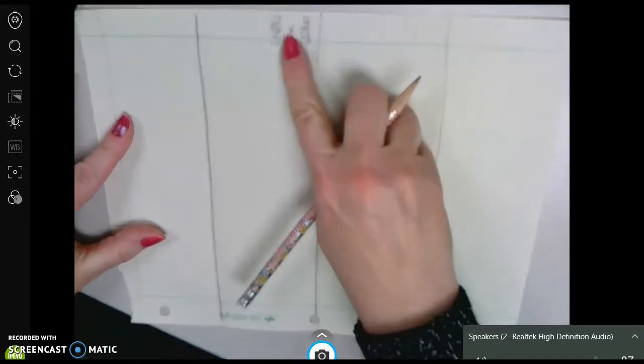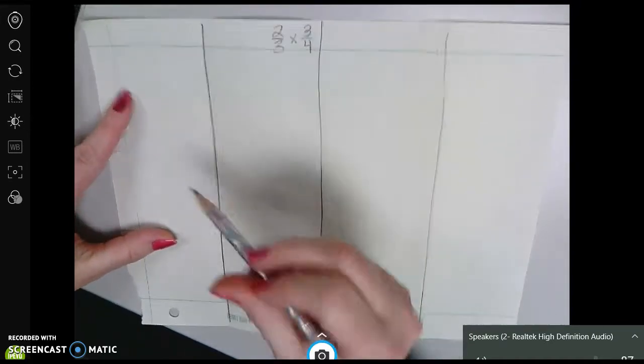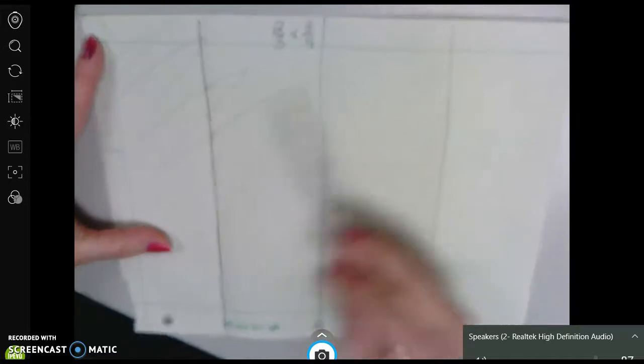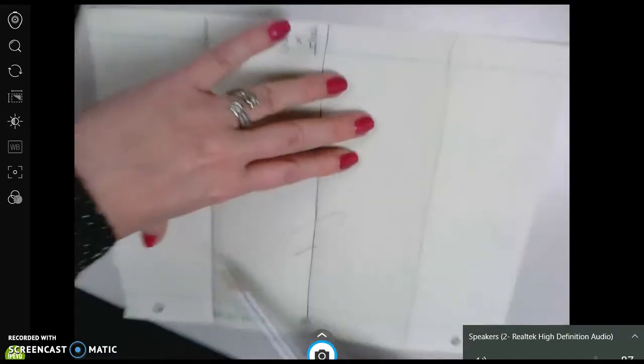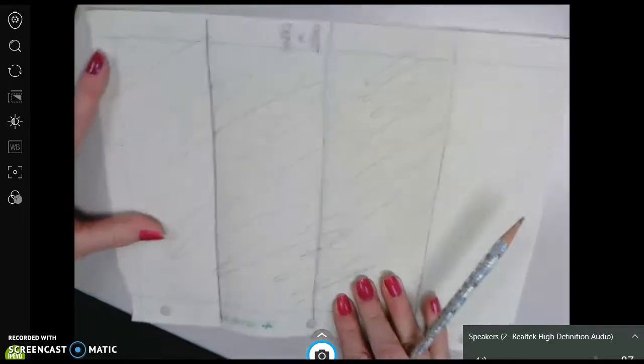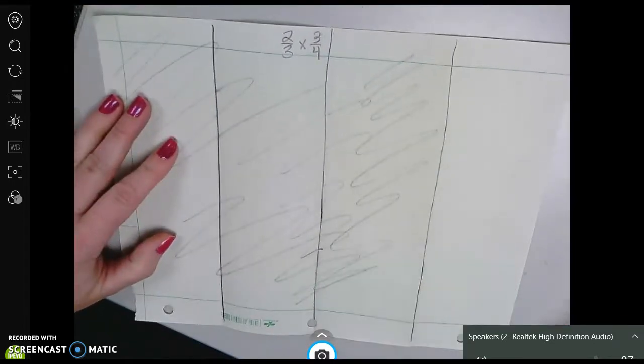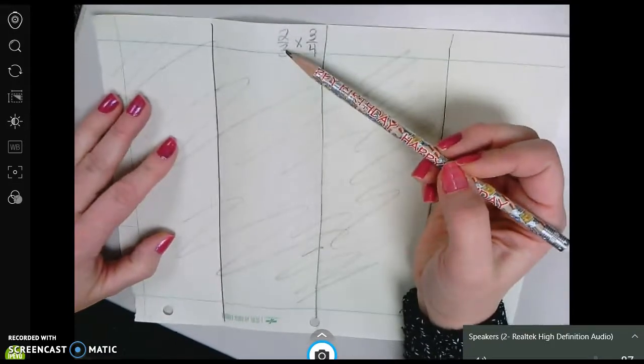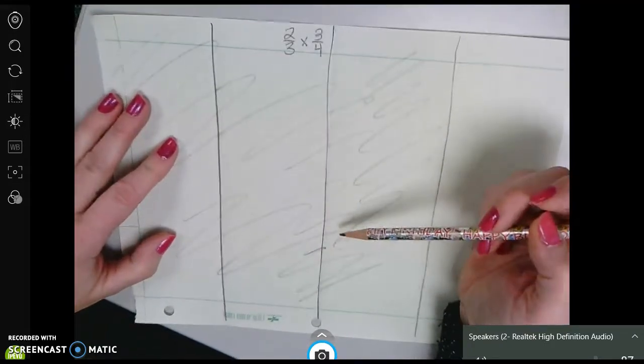I want a part of 3 of those fourths. So I'm only concerned about these first 3 sections. Therefore, I want to find 2/3 of these.